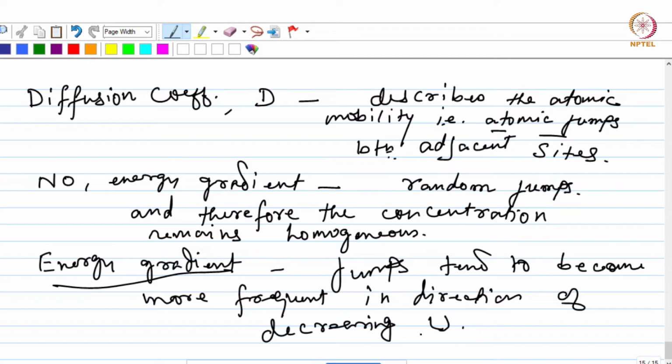And this will essentially result in atomic flow along the energy gradient, right? And the other thing that you can note over here is the fact that the maximum energy gradient occurs in a direction which is normal to the equipotential line.